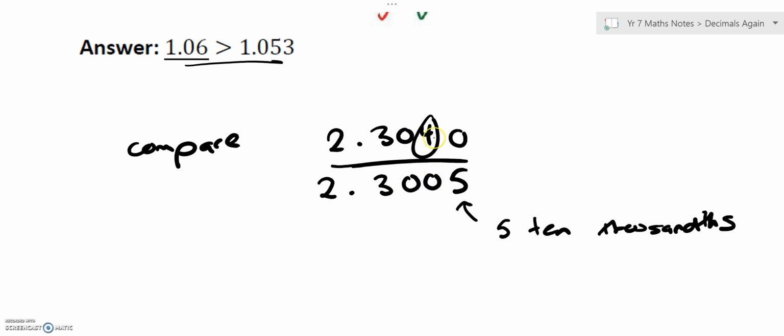So 4 thousandths is bigger than 0 thousandths. Okay, so 2.304 is greater than 2.3005, and that's it.